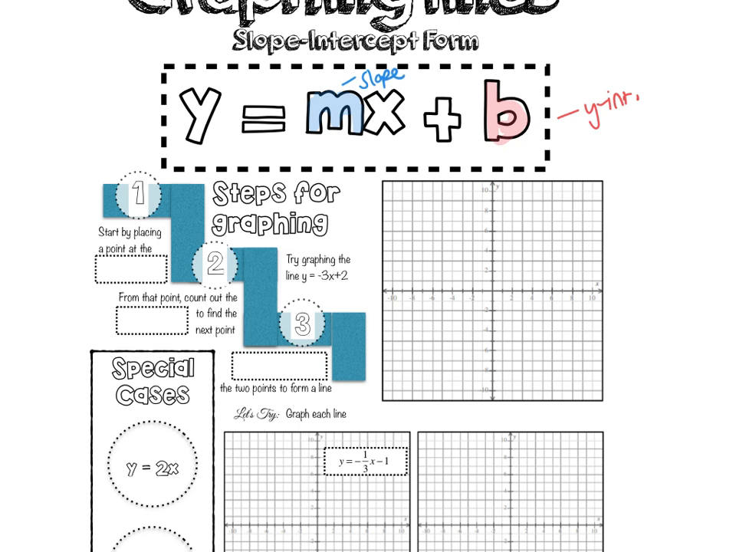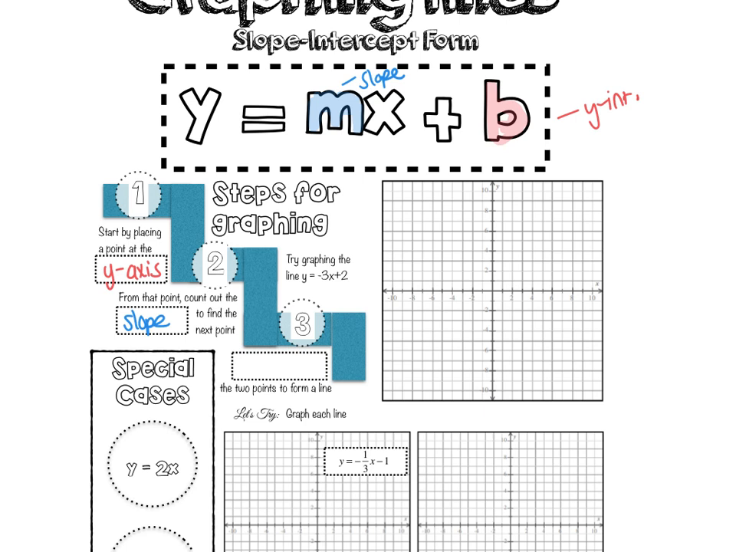Okay, so let's look at our steps. So step 1 for graphing when it's in y equals mx plus b is to start by placing a point on the y-axis. Okay, so what you're going to do is you're going to place the y-intercept on the y-axis. That's your first step. Then your second step is to, from that point, count out the slope to find the next point.